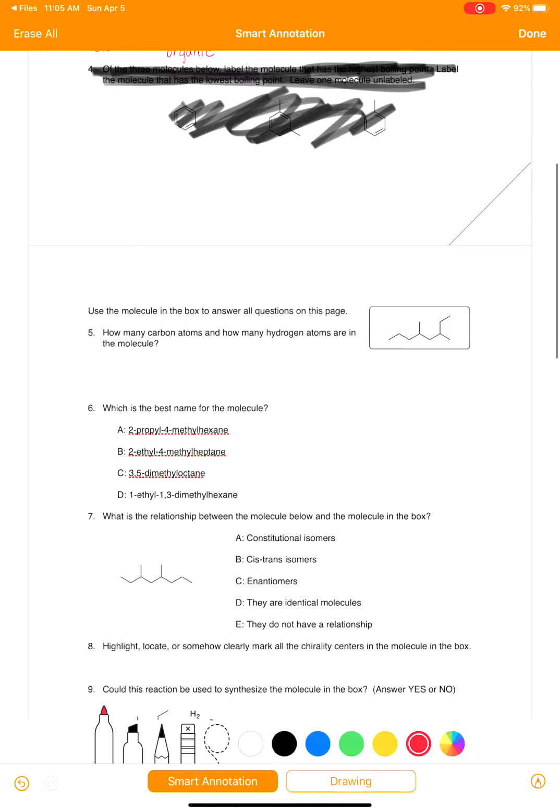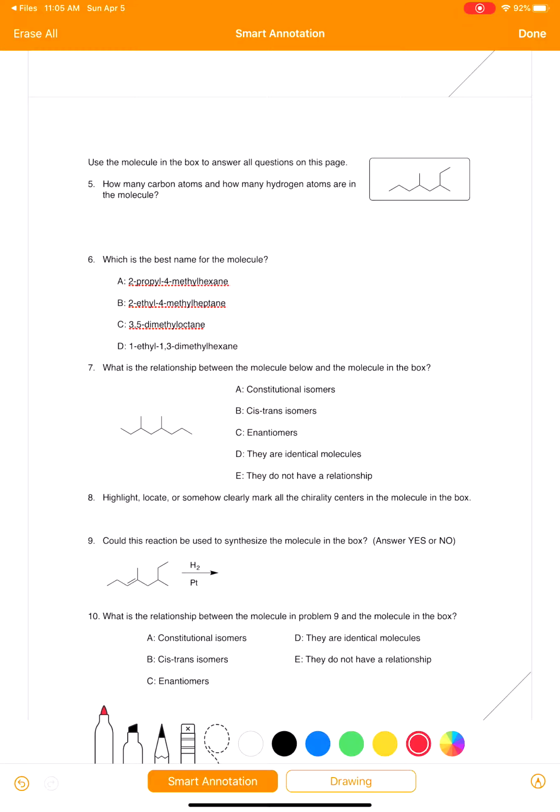Question number 5, on this page, we're going to use this molecule in the box right here. How many carbon atoms and how many hydrogen atoms are in the molecule? First we're going to find our carbons. Remember, the carbons are at the beginning and ending of every single line segment. So I'm drawing a dot at the beginning and ending of every single line segment, and then we're going to count up those carbons. 1, 2, 3, 4, 5, 6, 7, 8, 9, 10 carbons.